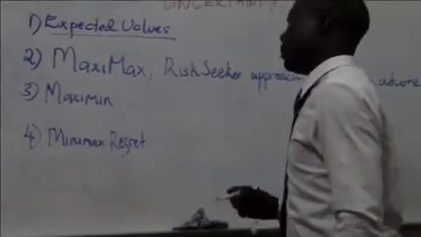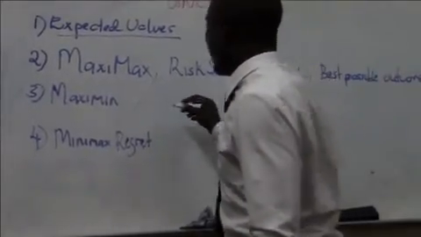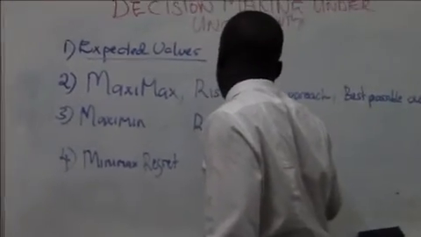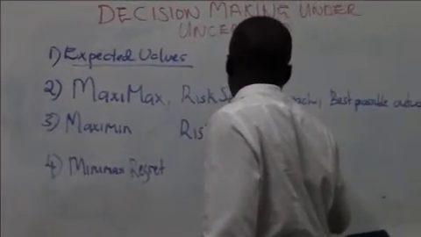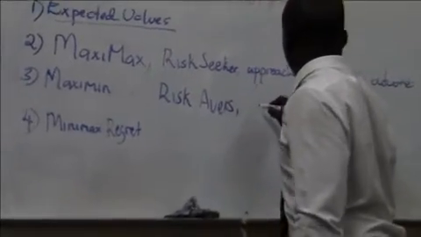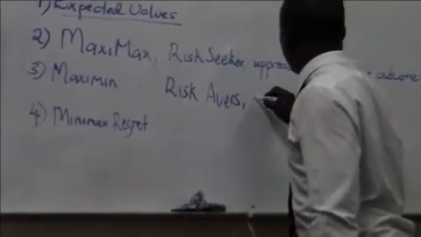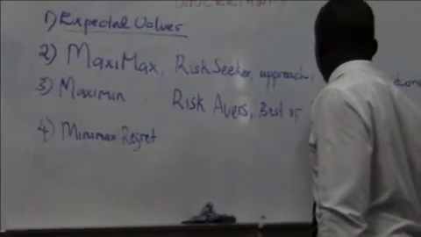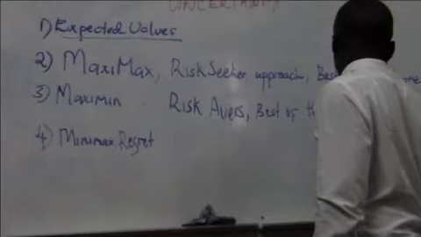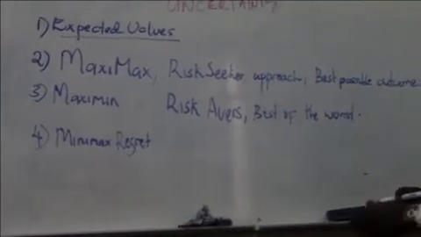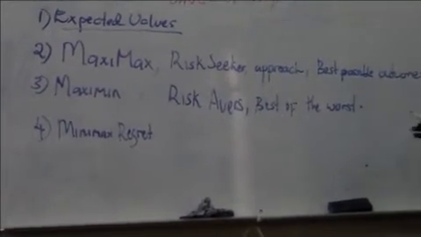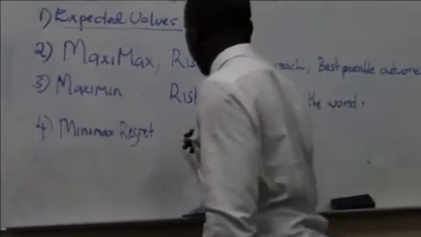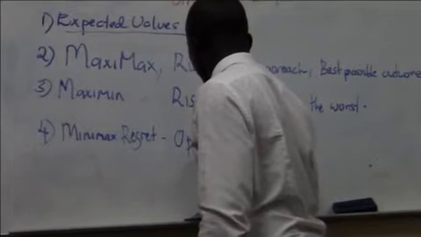Minimax, if we know what maximax is, it's almost the opposite. It's a risk-averse person. It's simply looking at the downside of an action, looking at the best of the worst. Therefore, when you have a number of outcomes, you select the worst, and from the worst you select the best. Then finally, we're going to look at the minimax regret, which is simply an opportunity cost approach.